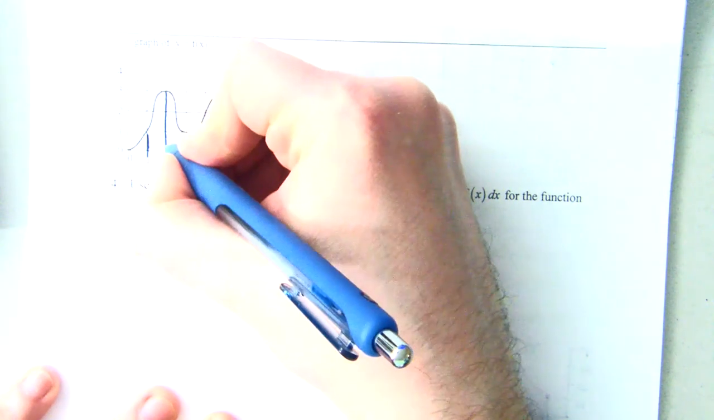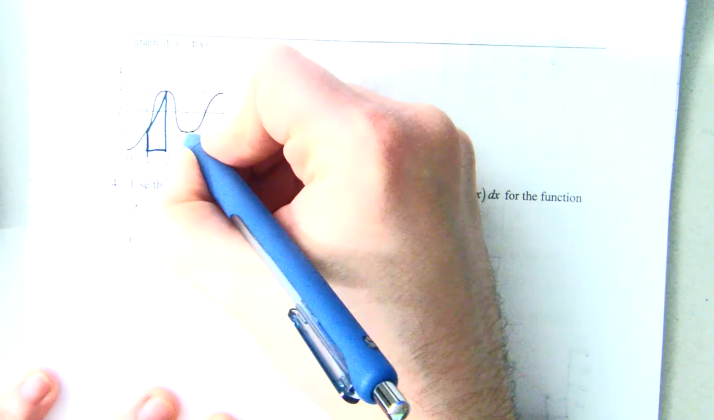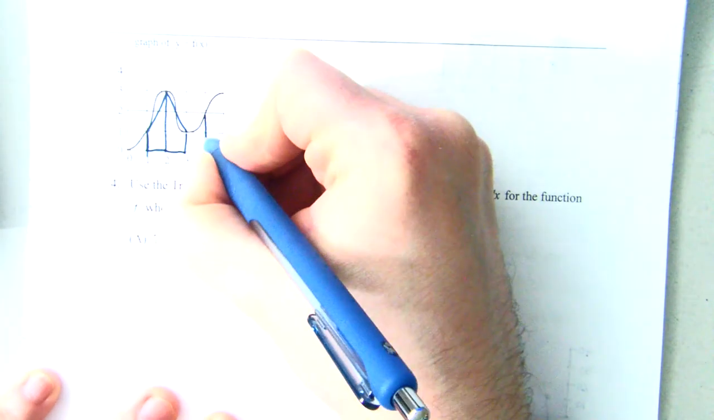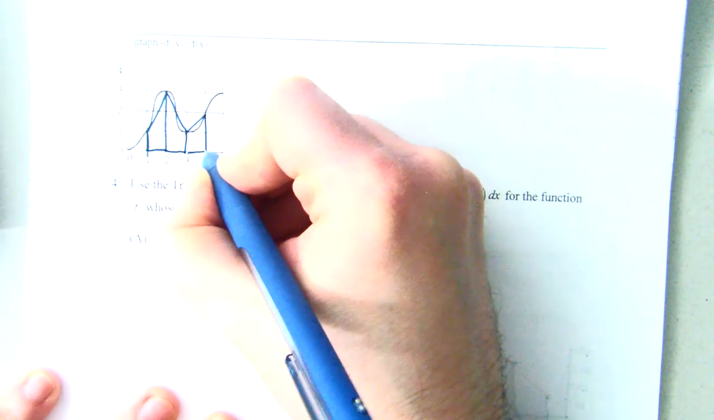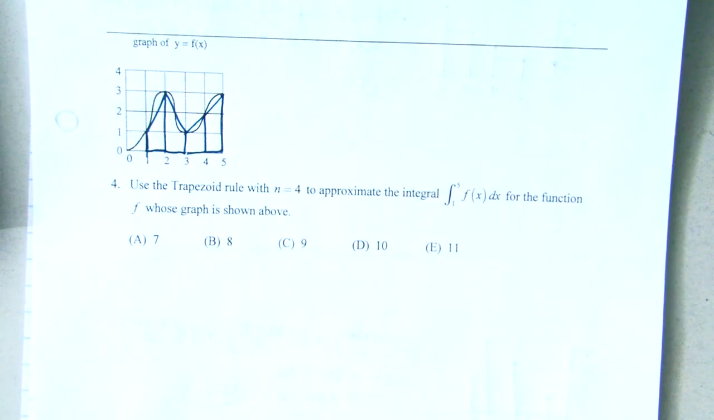Here's one trapezoid. Here's my next trapezoid. My next trapezoid. My last trapezoid. There we go. You know what? I think you can probably figure this out. See what you can do here. Let's try to not use a calculator on this one and send the answer into Edpuzzle.